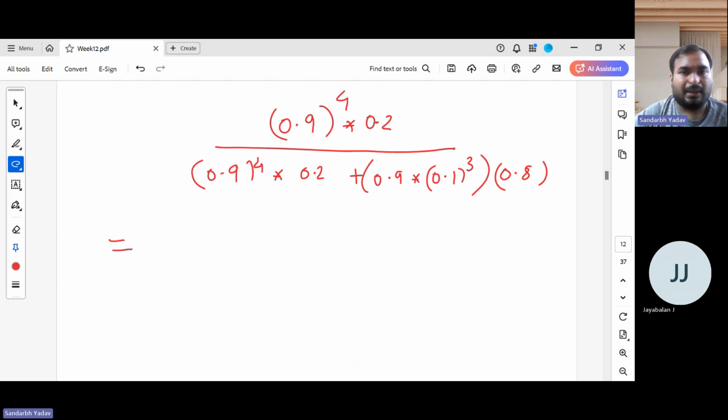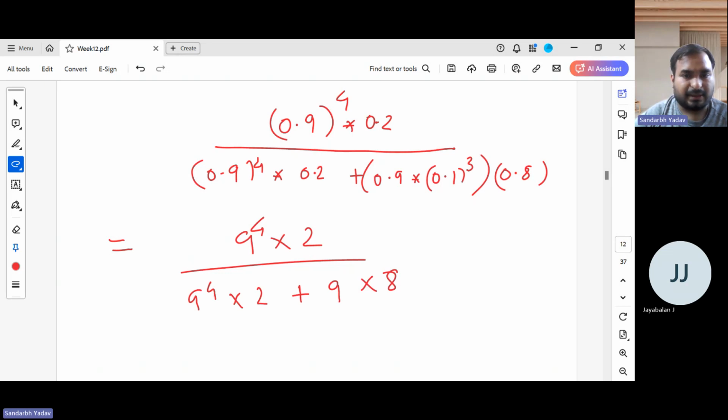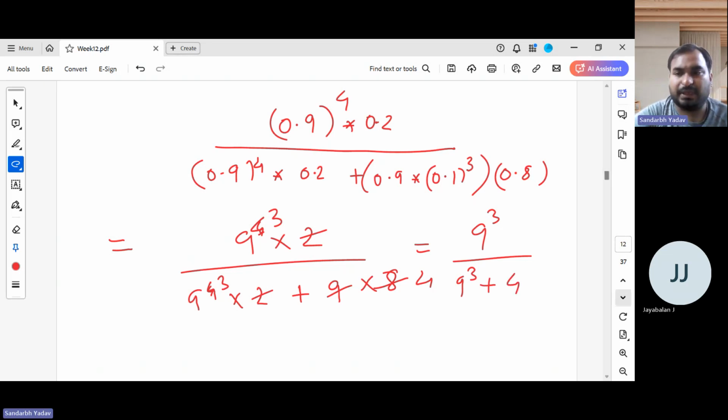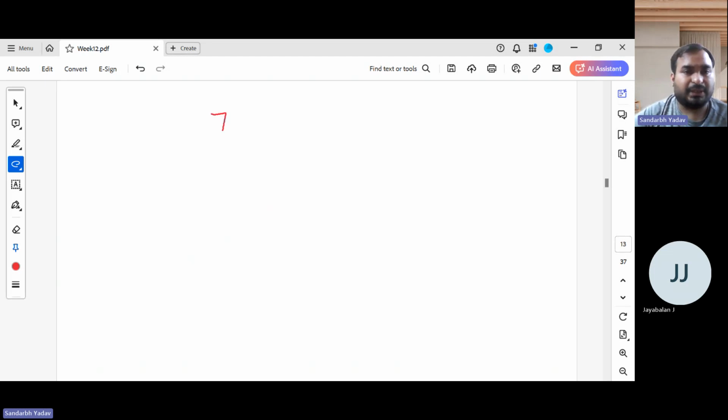Everywhere, five numbers are getting multiplied, so you can write this simply as 9 to the power 4 into 2, plus 9 into 8. Again, you can cancel 9, so this becomes 3, and again this becomes 3. You can cancel 2 also, so the 2s go and this becomes 4. So what we have left is 9 cubed upon 9 cubed plus 4. And what is 9 cubed? 9 times 9 is 81, and 81 times 9 is 729. So 729 upon 729 plus 4, which comes out to 729 upon 733.